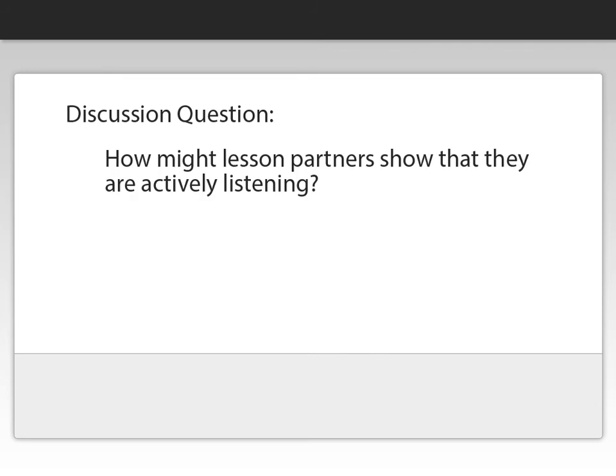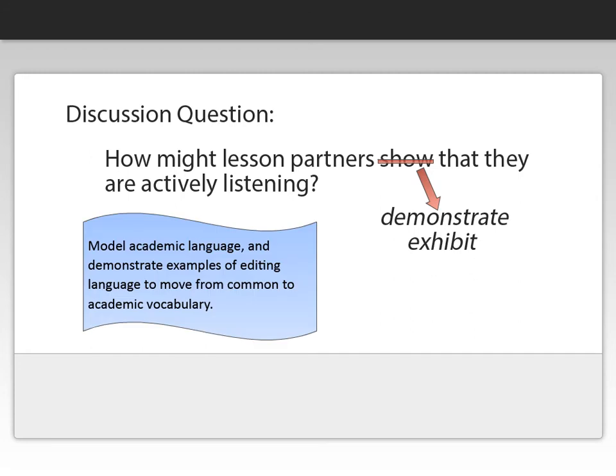Here is a discussion question. How might partners show that they're actively listening? Only instead of the word show, let's raise the academic level of the question by using a more precise or sophisticated word, like demonstrate or exhibit. How might lesson partners demonstrate that they are actively listening? It's important to model academic language and also to show how you edit language to move from common toward academic vocabulary as you set up the prompts.